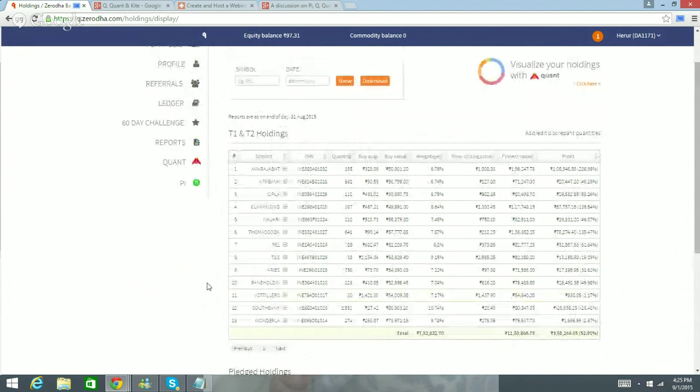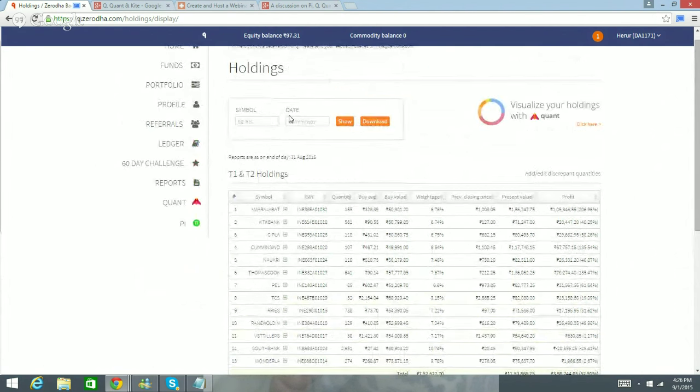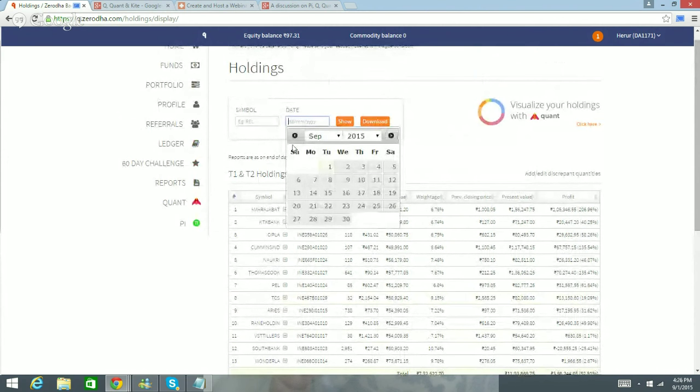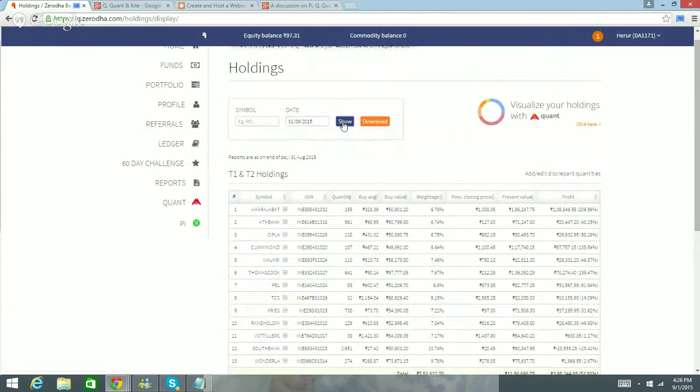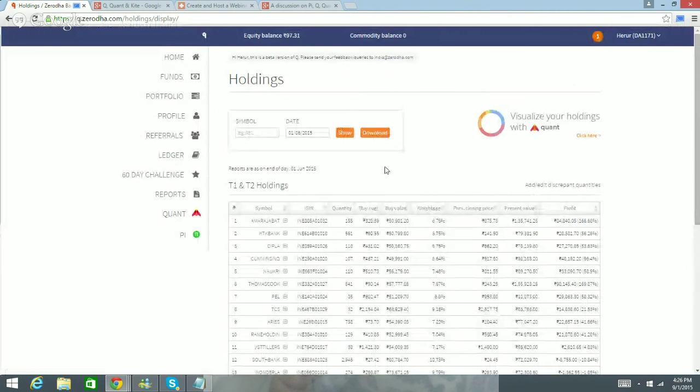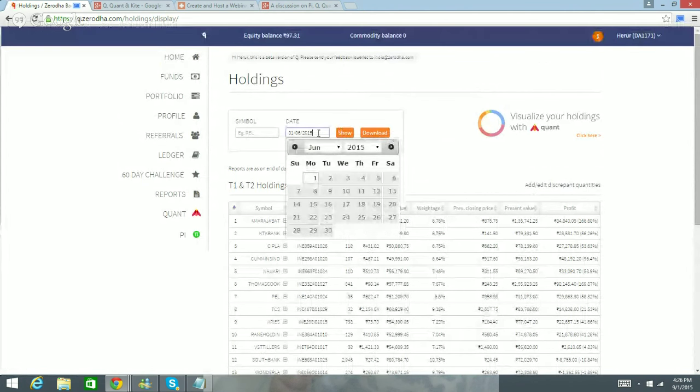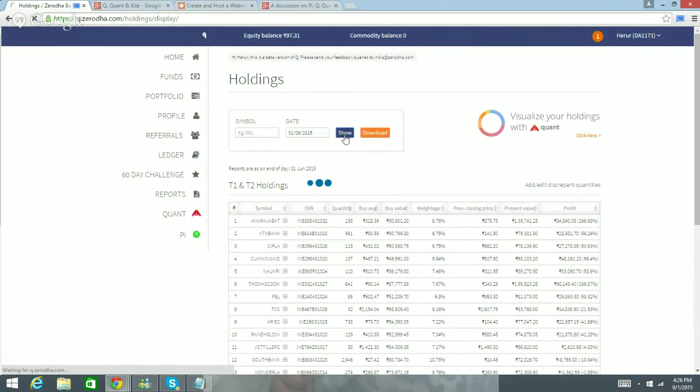Now, another cool thing here, you can actually check your holdings by any date, right? You can actually go back in time and see June 1st, and actually open your holdings as on June 1st, right? So again, these are small little things, but as I said, these are some things that we are doing at Zerodha, which is completely unique, right?